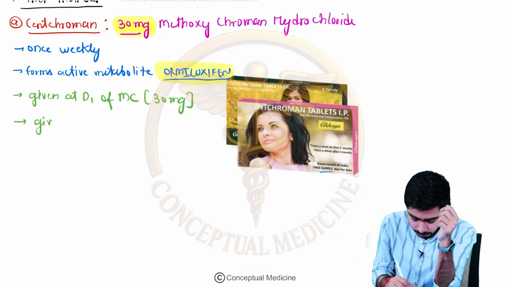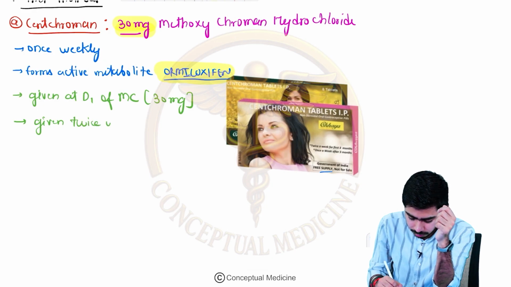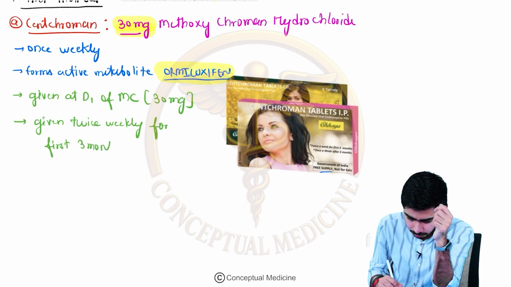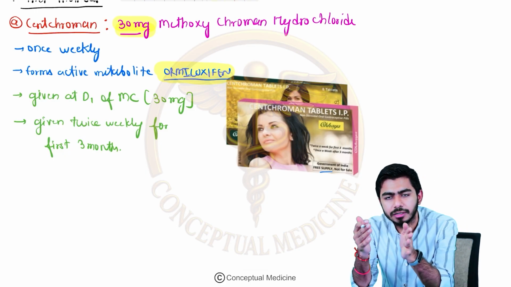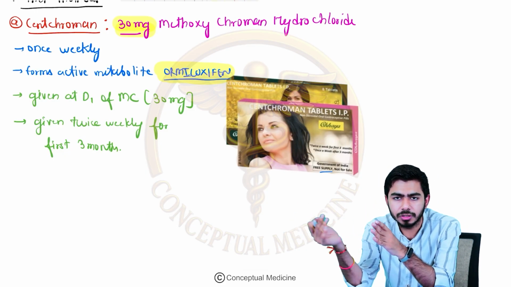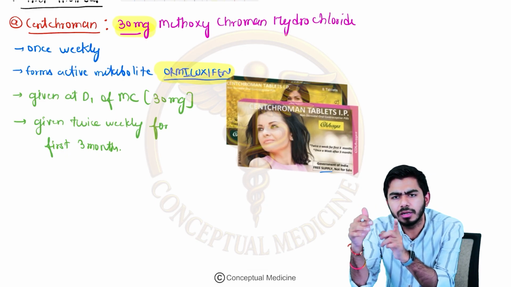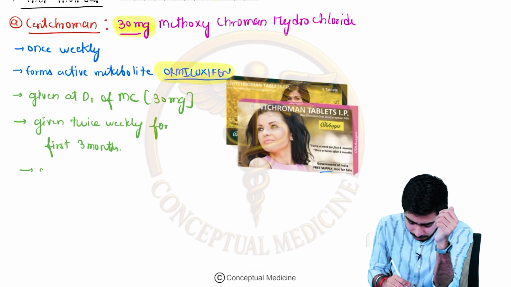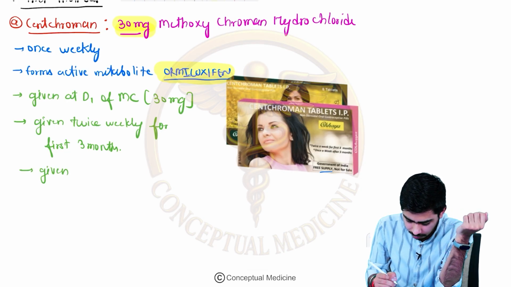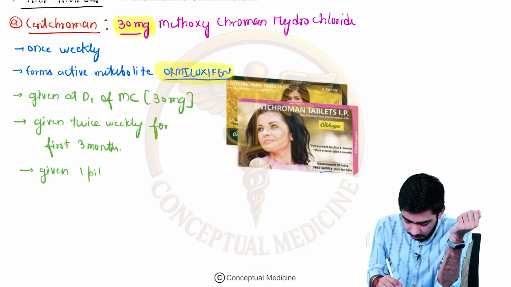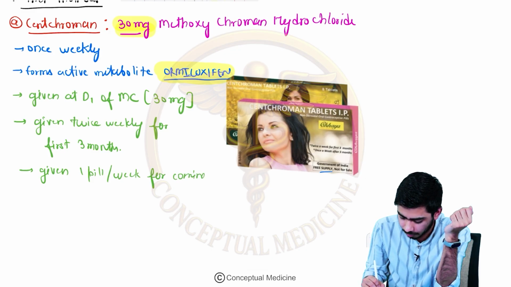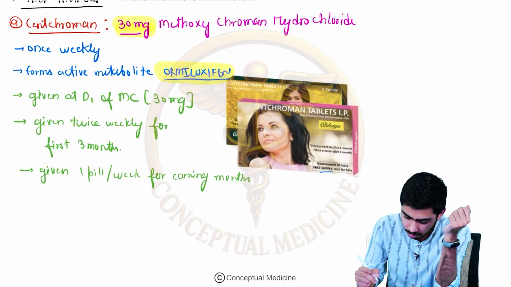Then twice weekly for the first 3 months, right? And after that, in the subsequent coming months, we'll be giving one pill in a week, right? That is a weekly pill over here. So after that, we'll be giving one pill per week for the coming months. So this is the method of taking it.